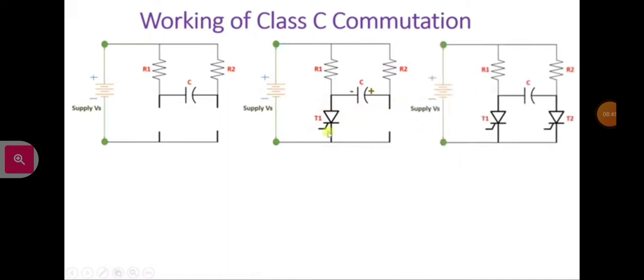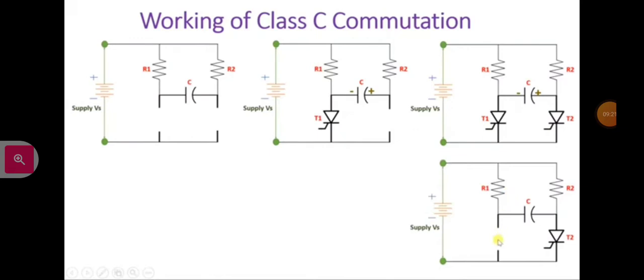Now to turn off thyristor T1, we will give a gate pulse to T2. So this T2 will act as a short circuit. Now if you observe this voltage, minus plus, this minus plus voltage will appear across this thyristor T1. So this minus plus voltage will make thyristor T1 reverse biased, and as this thyristor comes in reverse bias, it will get turned off. So you will observe this plus Vs voltage appearing across thyristor T1 in reverse bias, so thyristor T1 will get turned off. You can see it over here.